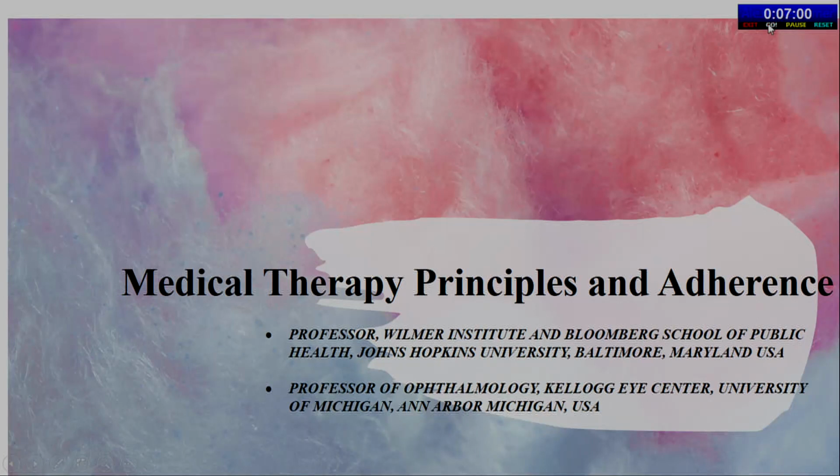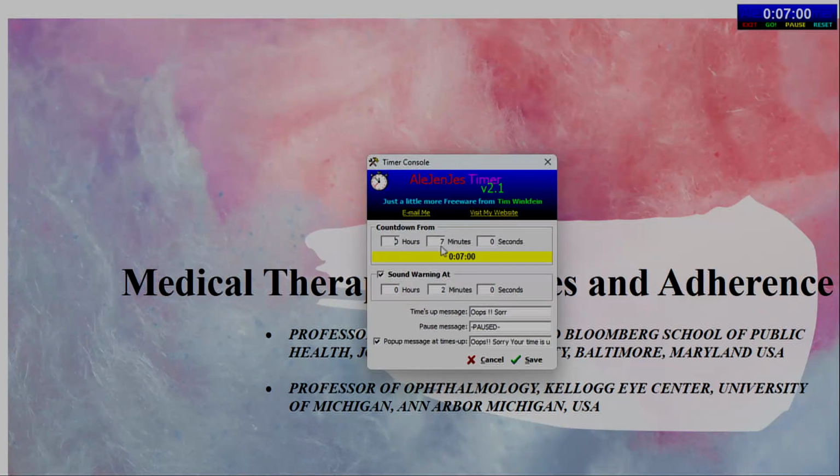Now I take the liberty of inviting Professor Alan Robin, who has two topics to cover. He is a very well-known figure in India. Probably he is more seen in India than in his own country. He is Professor of Ophthalmology, University of Michigan, and Associate Professor of Ophthalmology and International Health, Johns Hopkins University. So he has two topics: medical therapy, principle and adherence, and pseudoexfoliation syndrome.